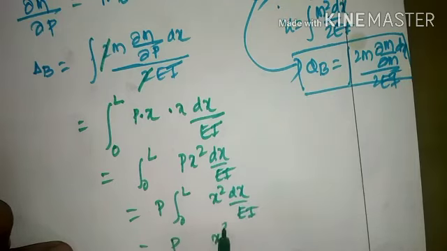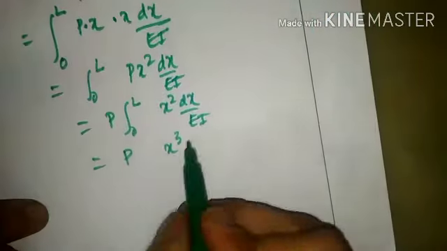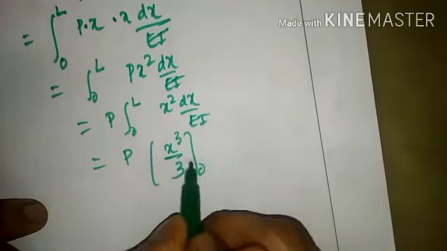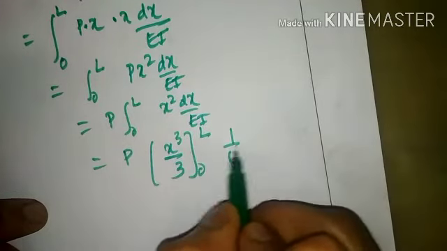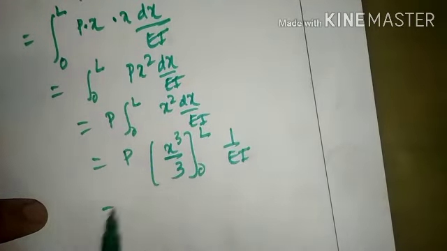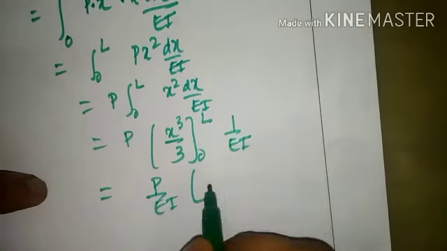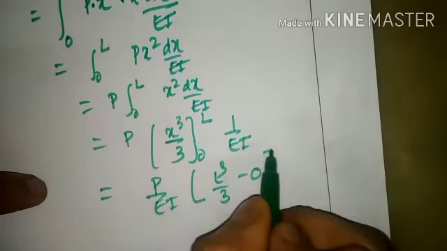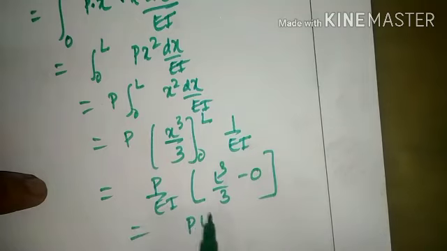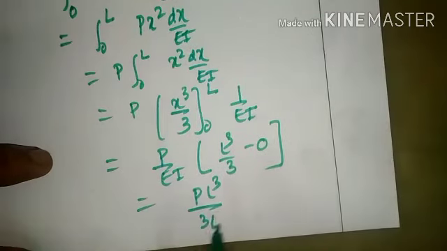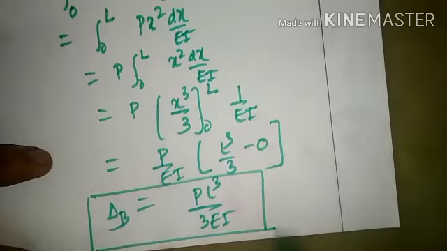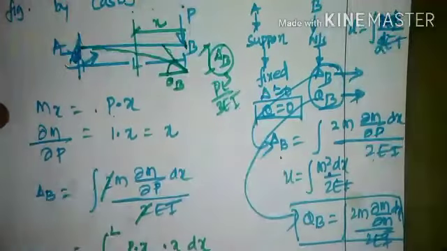The integration of x squared will be x cubed by 3, 0 to L, and 1 by EI considered on the right-hand side. Or else P divided by EI, substitute the limits here, L cubed by 3 minus 0, which will be PL cubed divided by 3EI. This is the deflection at point B. That means the deflection value we have calculated is PL cubed divided by 3EI.